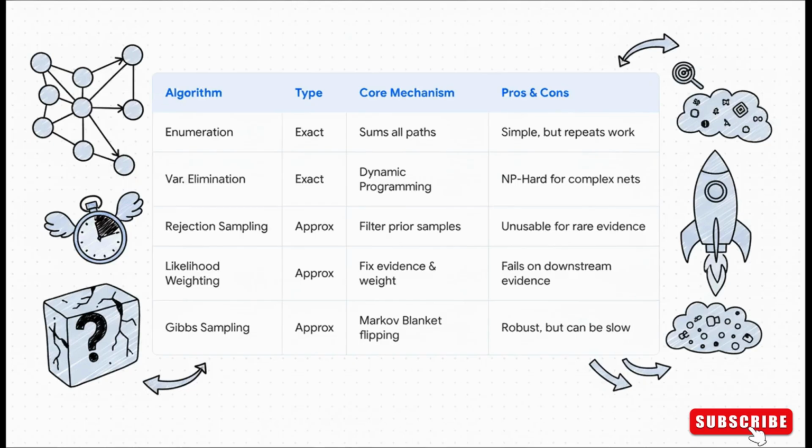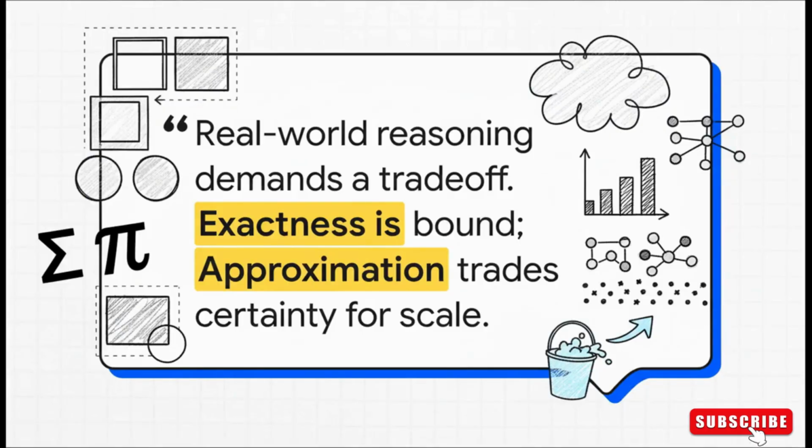And on the other side, you have the approximate methods. They give up that guarantee of perfection, but in return, they give you speed and scale. They're what we can actually use on the messy, complex problems of the real world. And that really brings us to the single biggest takeaway from all of this.